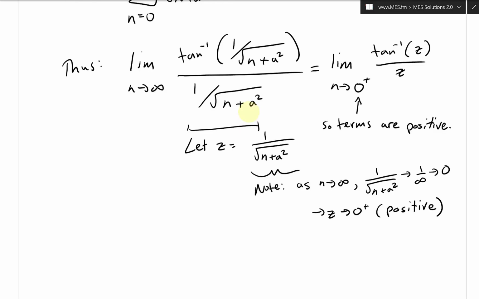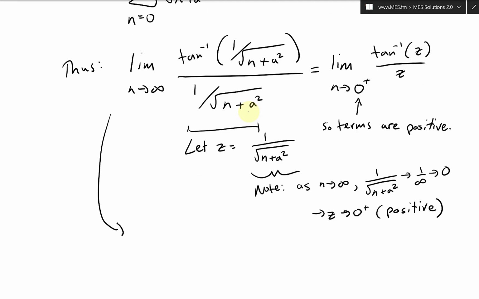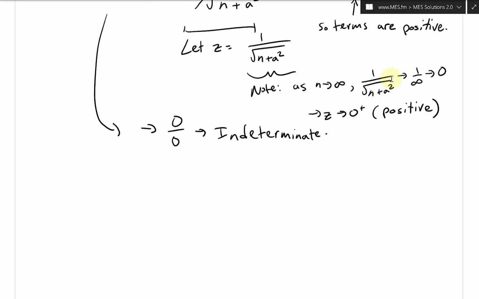And then as you plug in 0 plus, you're going to get inverse tan at 0 divided by 0. So you get 0 over 0, which is indeterminate. So we could use L'Hopital's rule. And let's just recall inverse tangent, which we had earlier, but just again recall it for this question.